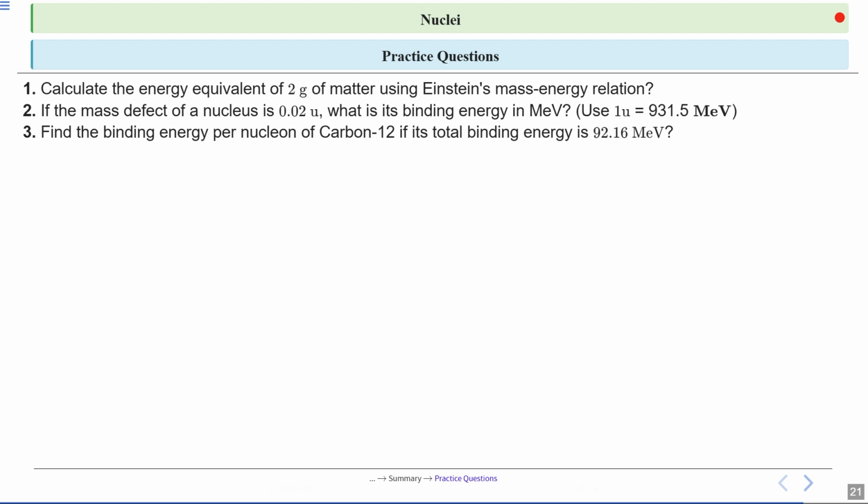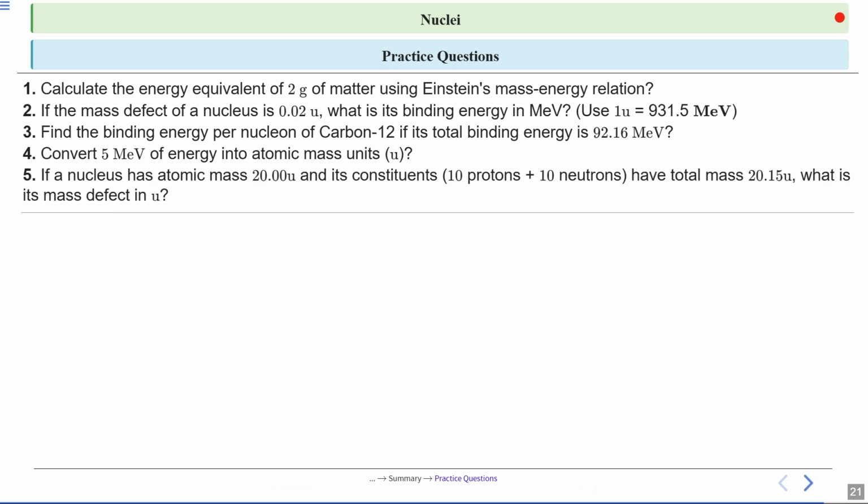Find the binding energy per nucleon of carbon-12 if its total binding energy is given as 92.16 megaelectron volts. Convert 5 megaelectron volts of energy into atomic mass units. If a nucleus has atomic mass 20 U and its constituents, 10 protons and 10 neutrons, have a total mass of 20.15 U, what is its mass defect in U, that is atomic mass units?